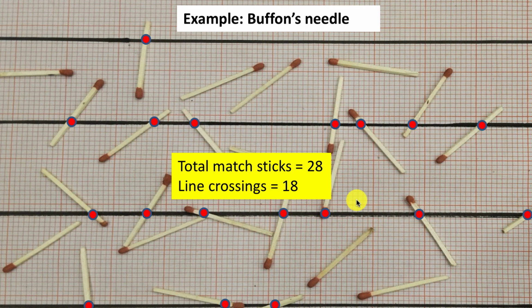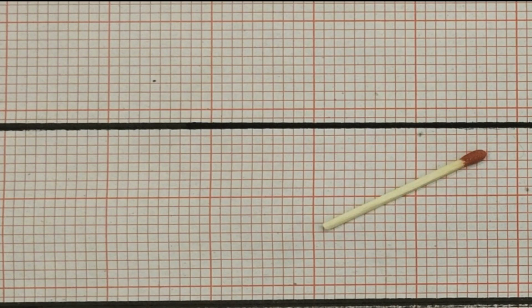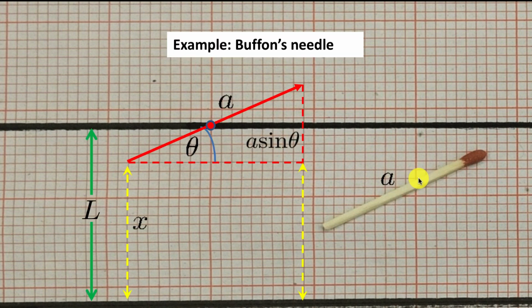Well, if I throw it again, then maybe out of 28 matchsticks, 11 will cross the line and 17 will not. This is a random process, and we would like to calculate the probability that a matchstick would cross a line. So here is a matchstick that did not cross the line. However, here is another matchstick that did cross the line over here.